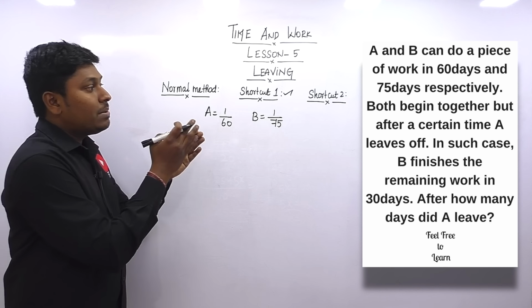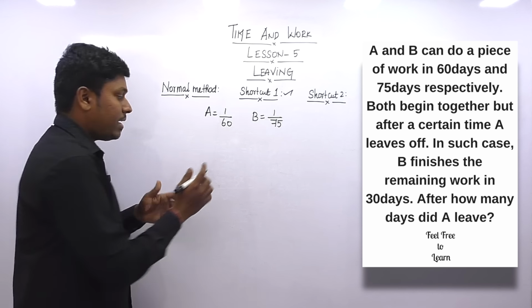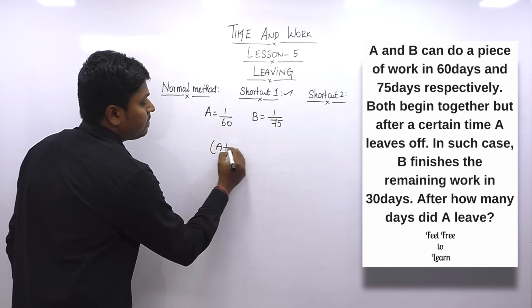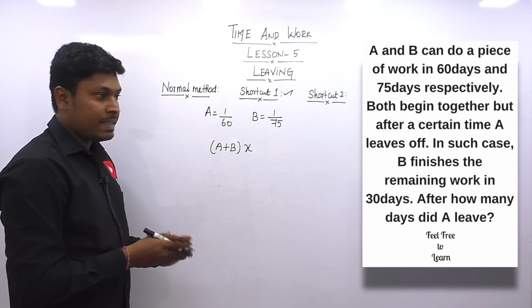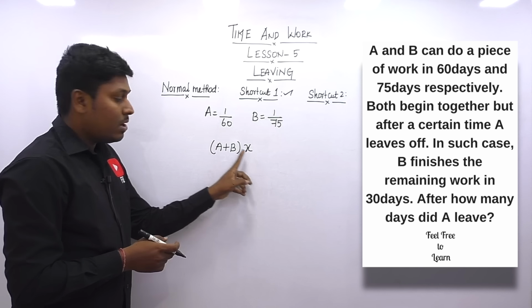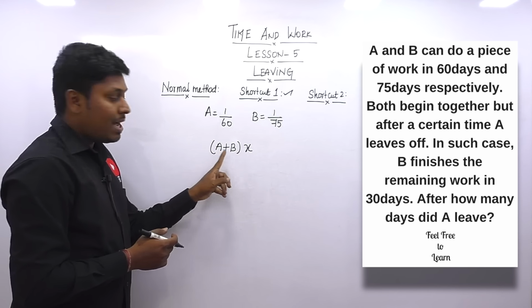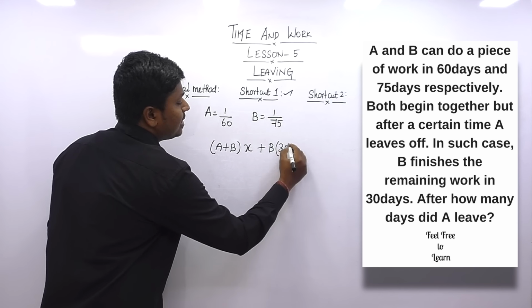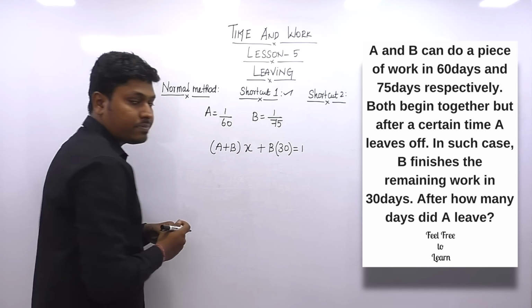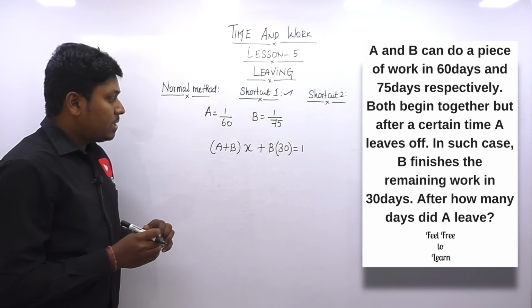We know that both together started working, right? So A and B, both of them started working. But we don't know initially how many days they have worked. After working for some days, who left the job? A left the job. And the remaining job was done by B in 30 days, which is equal to 1. So friends, clear on the concept?